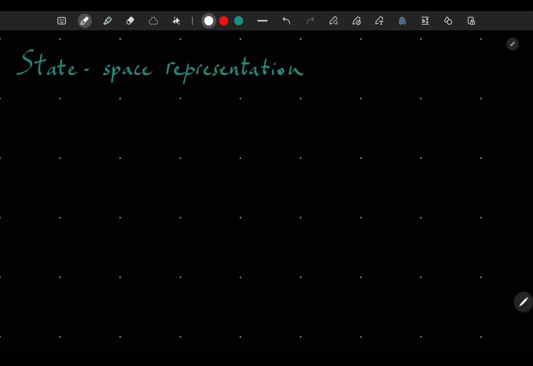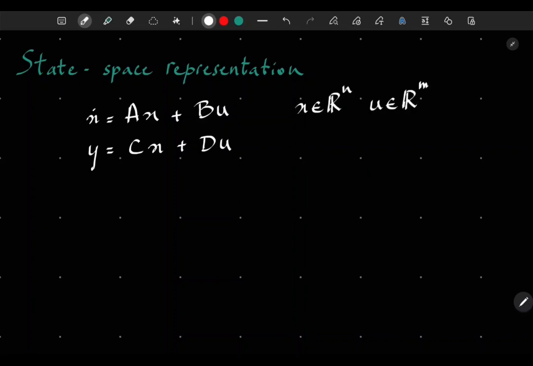Linear systems also admit a very handy representation, which is known as the state space representation, which has the standard form x dot equals some matrix A times the vector x plus some other matrix B times the vector of inputs u, and the output y is also linear in x and u through some other matrices C and D. And let's give dimensions to these quantities. So we assume x is an n-dimensional vector, u is an m-dimensional vector, and y is a p-dimensional vector, and then the matrices will have dimensions accordingly.